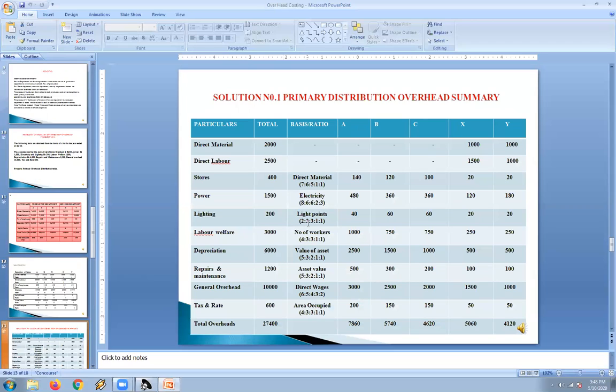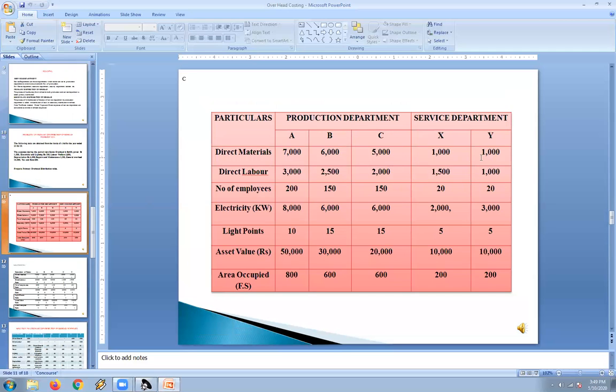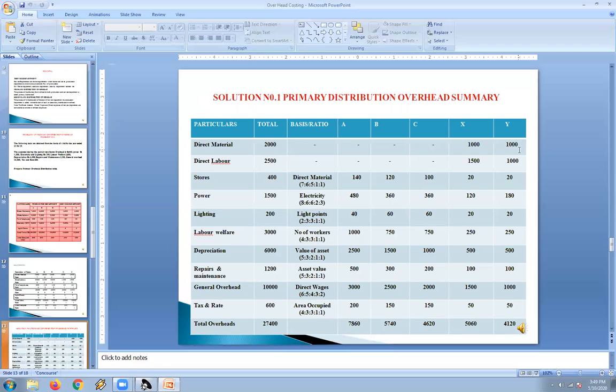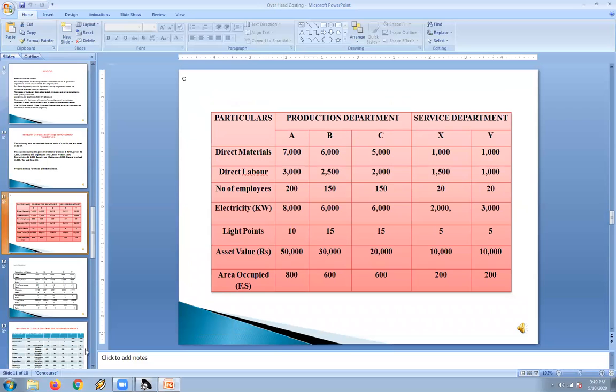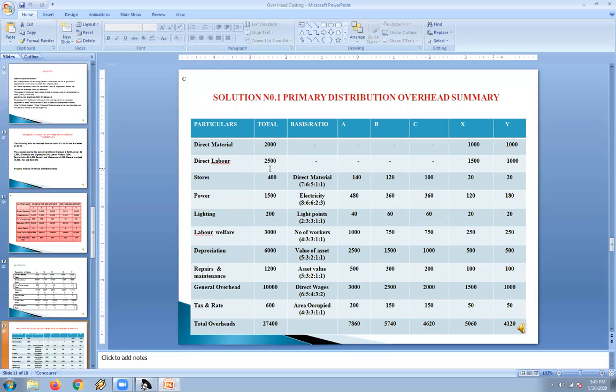Let us see this question. Let us see the solution for problem 1, how to calculate the primary distribution of overheads. As I told you, except for direct material, direct labor, and direct expenses, which are given in the question, only service department expenses have to be taken to the primary distribution, but not those of production. We saw in the question that the direct materials are 1,000 and 1,000, so the total value will be 2,000. Similarly, direct labor is 1,500 and 1,000, so the total will be 2,500.